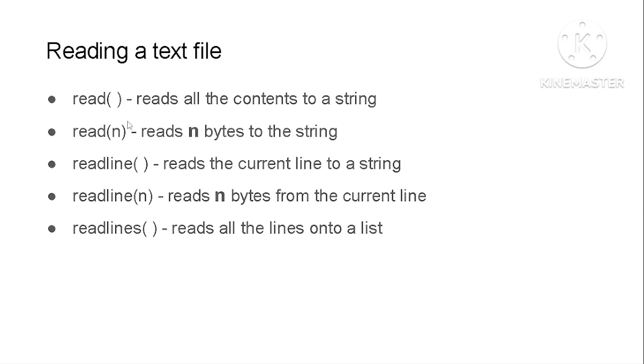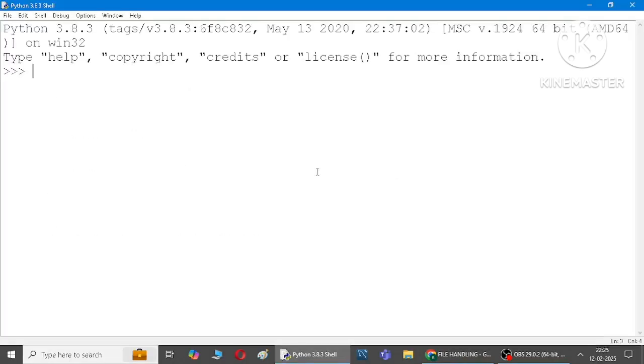But say you have 100 lines. If you give file.read, everything will be read. The 100 lines will be printed as a single string. But if you don't want that, say you want to read only the first 10 characters or 20 characters, then you should give read of n. That is read of 10, which will read the first 10 bytes from the cursor. Okay, I'll better show you so that you can easily understand.